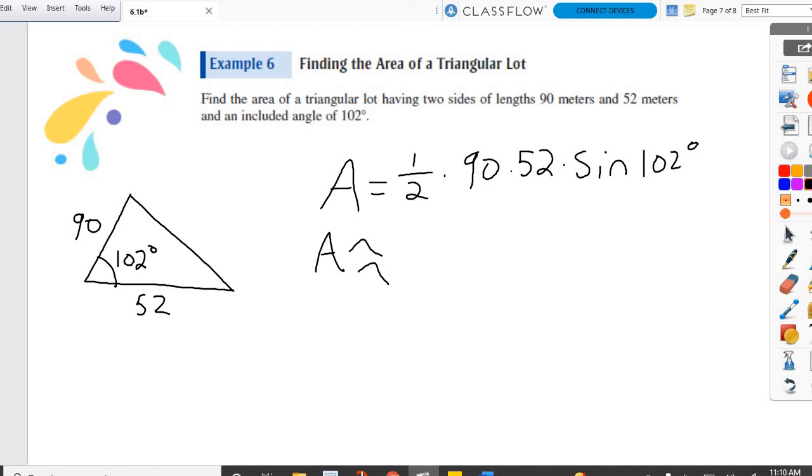And then we're going to plug all that into our handy dandy calculator. It is kind of a big number because it is area. What do we get? 2,288.865. 2,288 point what? 865. And what is our unit here? Meters squared, because it's area. Questions about that? Alright. That's all we have over laws of sine.